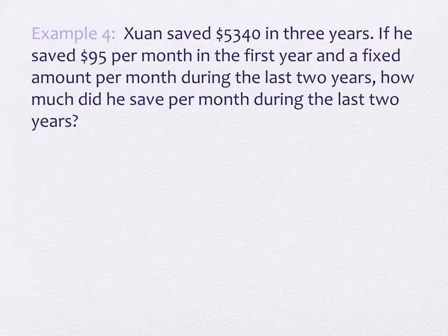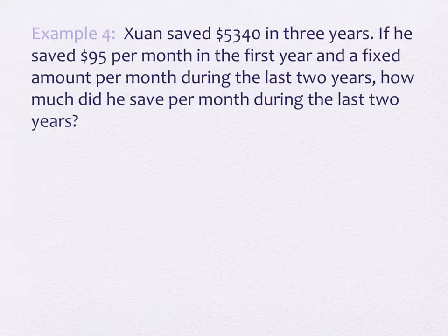Okay, let's look at a few application problems. Some of them I'm going to do different algorithms with. Some of them I'm going to do standard algorithms with, and we'll take a look as we go. So we have Juan. Juan saved $5,340 in 3 years. If he saved $95 per month the first year, and then a fixed amount per month during the last 2 years, how much did he save per month during the last 2 years?